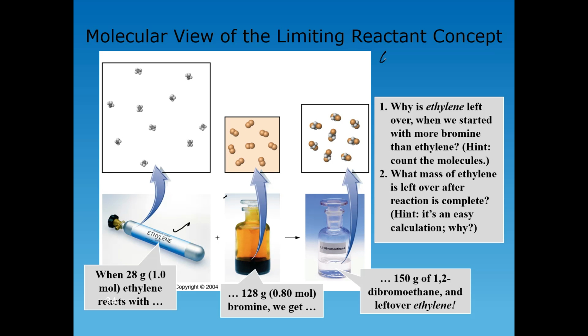So the equation is C2H4 plus Br2 to give C2H4Br2. So that's the equation for the reaction, all right? And this is a straightforward 1-to-1 ratio between the ethylene and the bromine, all right?